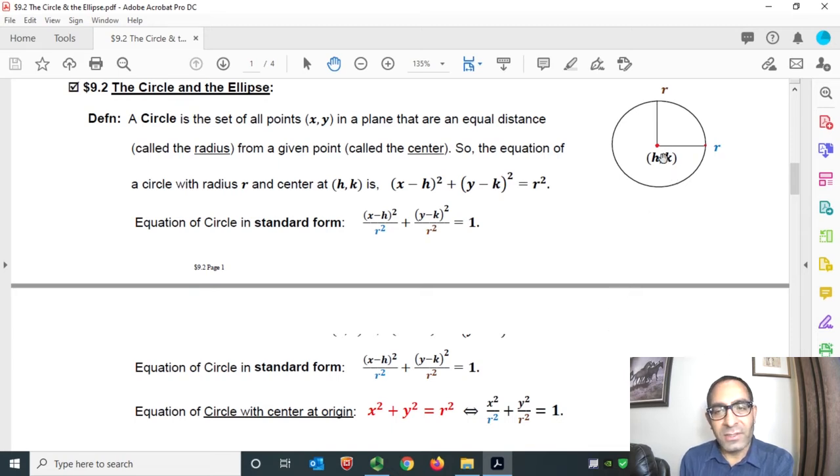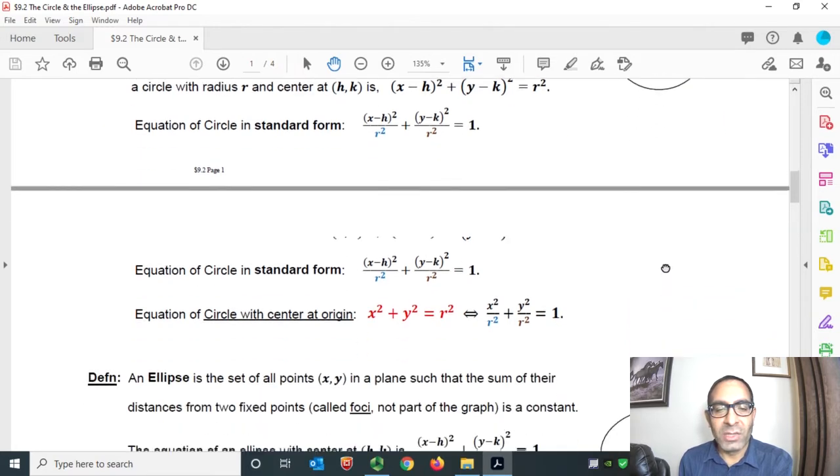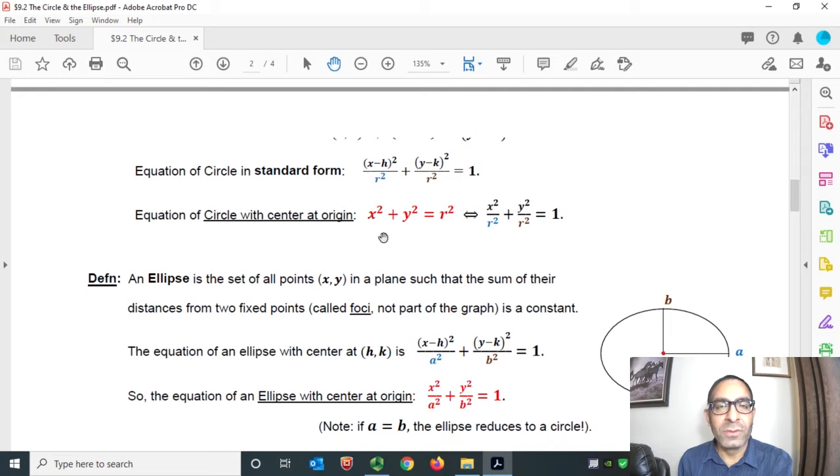Similarly, if the center (h, k) of the circle is at the origin, then put h equals 0, k equals 0, then the equation of the circle reduces to simply x square plus y square equals r square. Equivalently, this is the same as x square over r square plus y square over r square equals 1. Awesome. I hope this makes sense to you all.